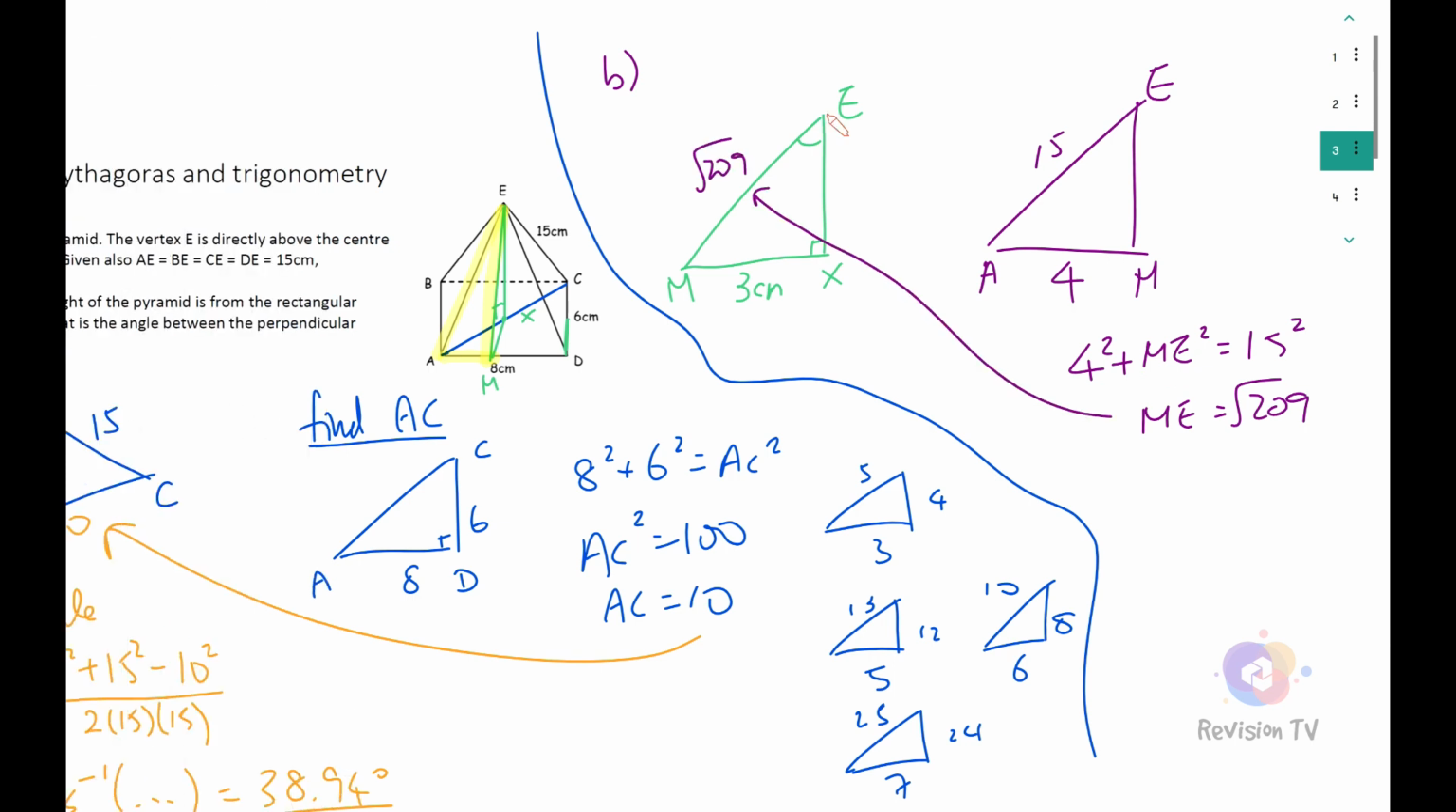So to work out that angle, we now have our opposite, 3, and our hypotenuse, root 209. So therefore, it's time to use sine. Sine of angle MEX equals 3 over square root of 209. If you plug it in the calculator, the angle equals inverse sine of 3 over root 209, which is 11.98 degrees. And that's the answer for part B.